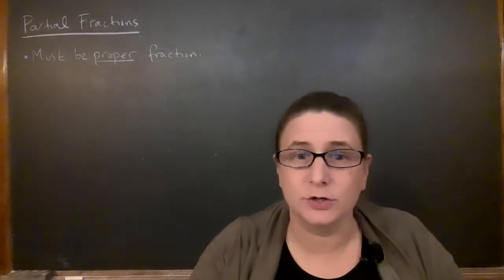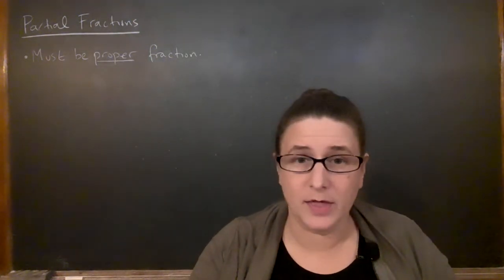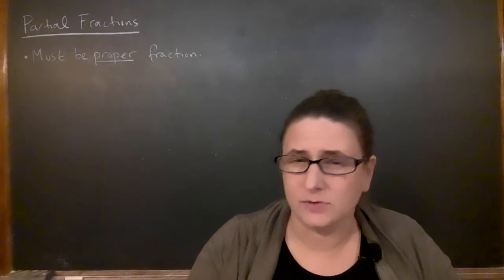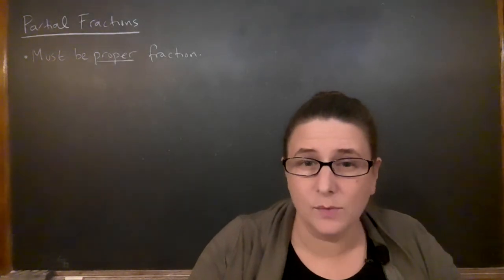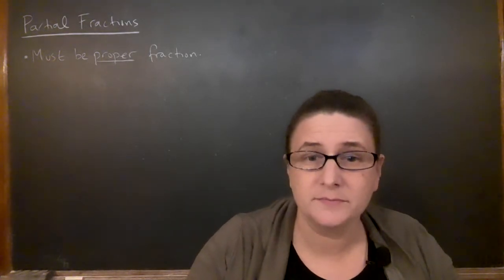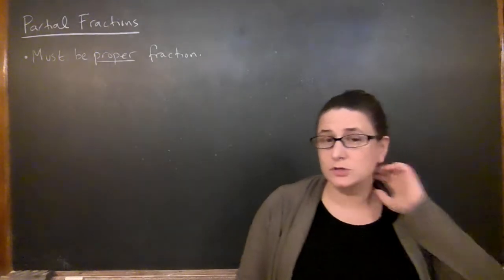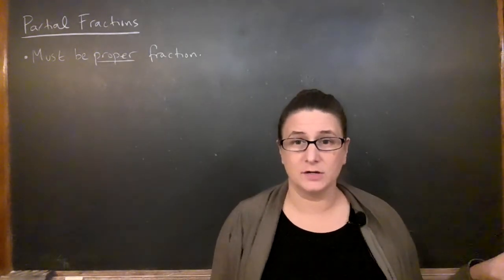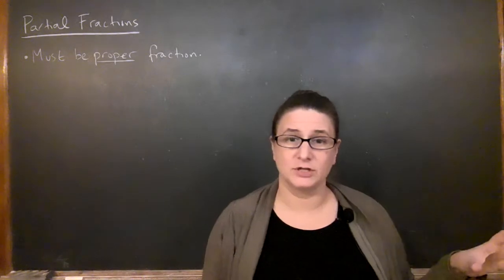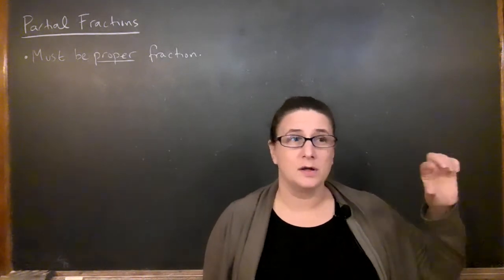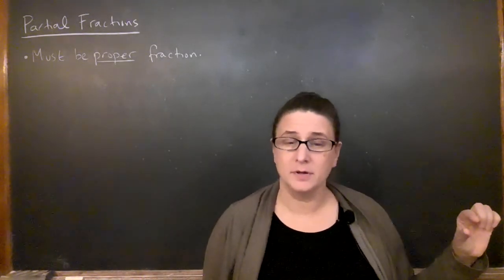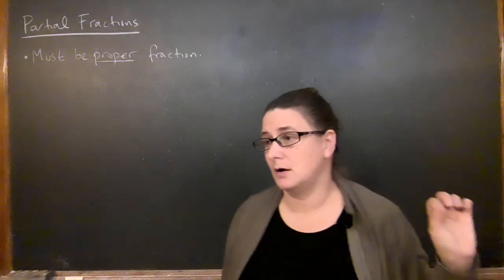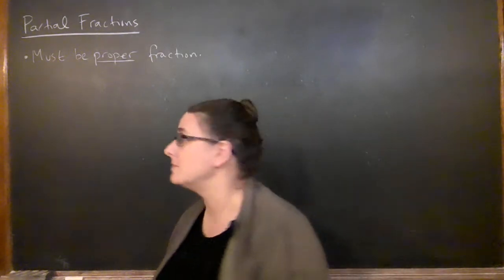I just wanted to make a short video wrapping all of that up, sort of a strategy or a summary of what we have to do for partial fractions. So first of all, to do the partial fractions method, you must start with a rational function that is a proper fraction, meaning that the polynomial on the top has a smaller order than the polynomial on the bottom.